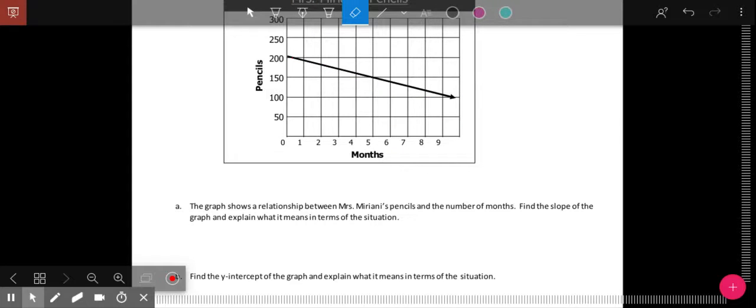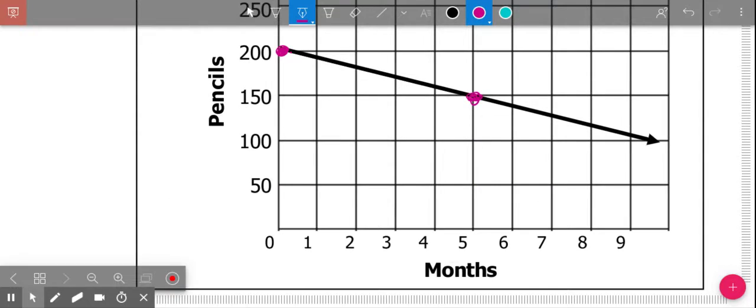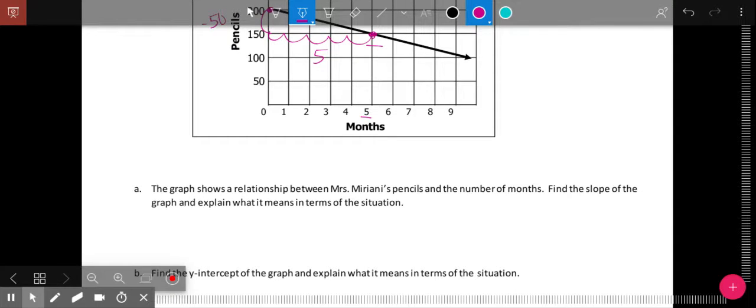So looking at this, our first point is at 0, 200. And then our second point is way down here at 5, 150. So if I look at my scale, I went down, so negative 50. Okay, so that's going to be my rise. And my run was 1, 2, 3, 4, 5 months. So my run was 5. You have to make sure that you are really looking at your scale for a problem like this. So my slope is going to be negative 50 over 5. But I can reduce that to, well, negative 50 divided by 5 is negative 10.